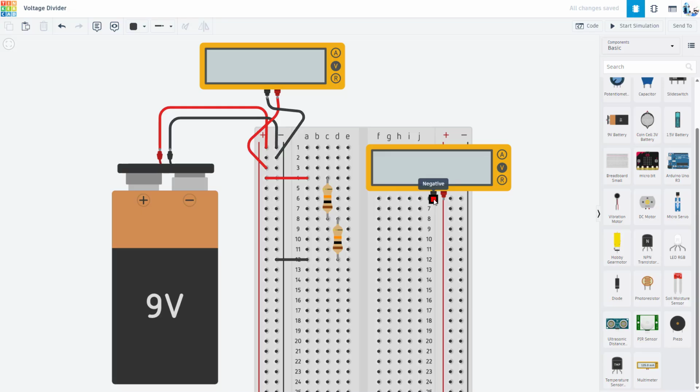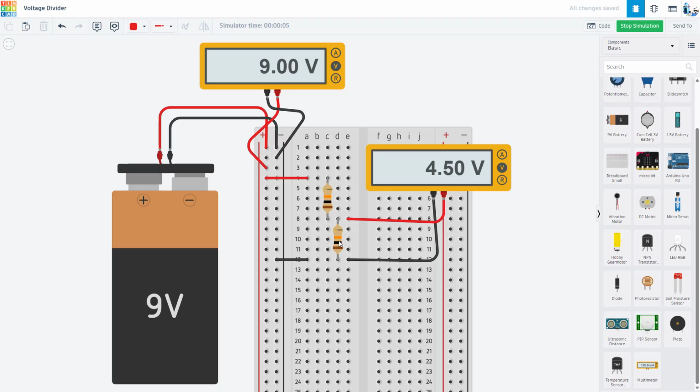Sometimes I see students make a mistake connecting the multimeter to measure the output voltage. In a voltage divider, the output is defined as the terminal where these two resistors are joined relative to ground. So you want to make sure you are measuring the voltage drop over this second resistor and not the first one. So I'm going to connect my negative wire down to ground there, and the positive wire from this multimeter is going to go to that junction between the two resistors. And now when I start the simulation, I should get exactly 4.5 volts out.